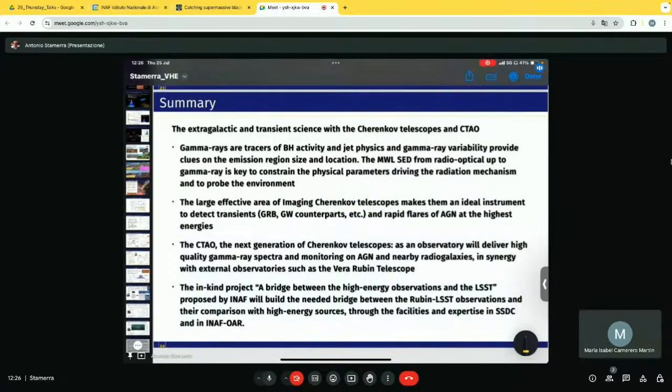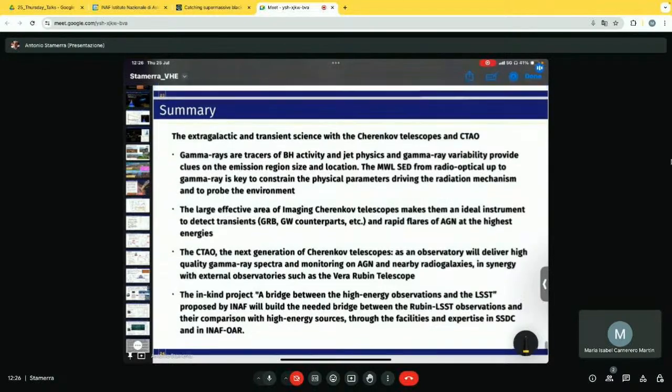And the summary is, I hope that extragalactic and pulsar science with Cherenkov telescopes can provide great information on the black hole activity in sources like blazars, jet physics. And to do that, we need specifically multi-wavelength spectral energy distribution information, but also optical monitoring of these variable sources.